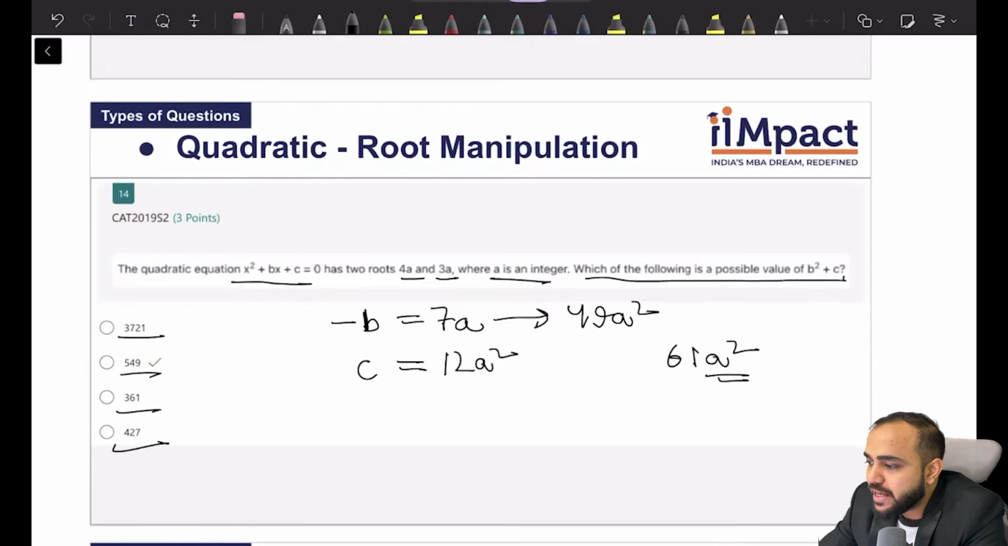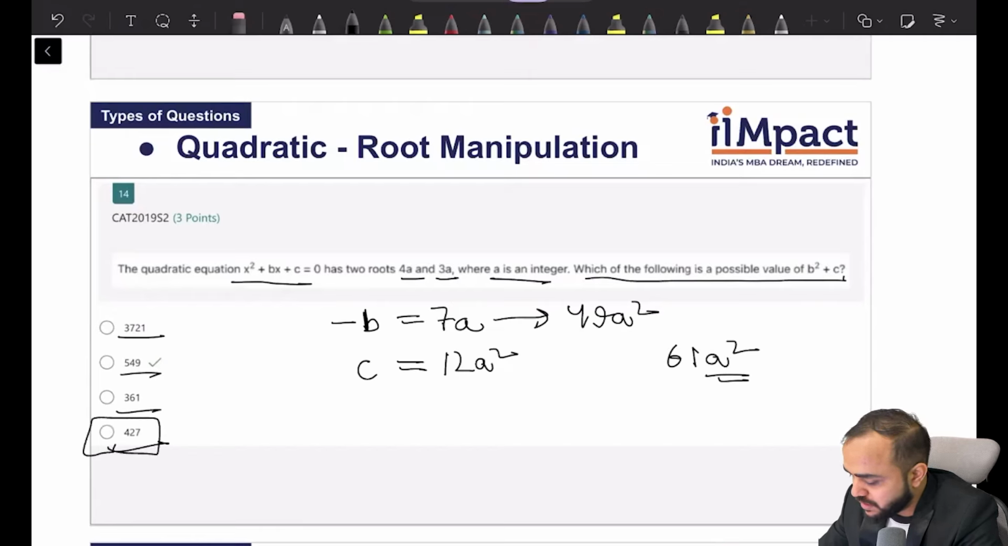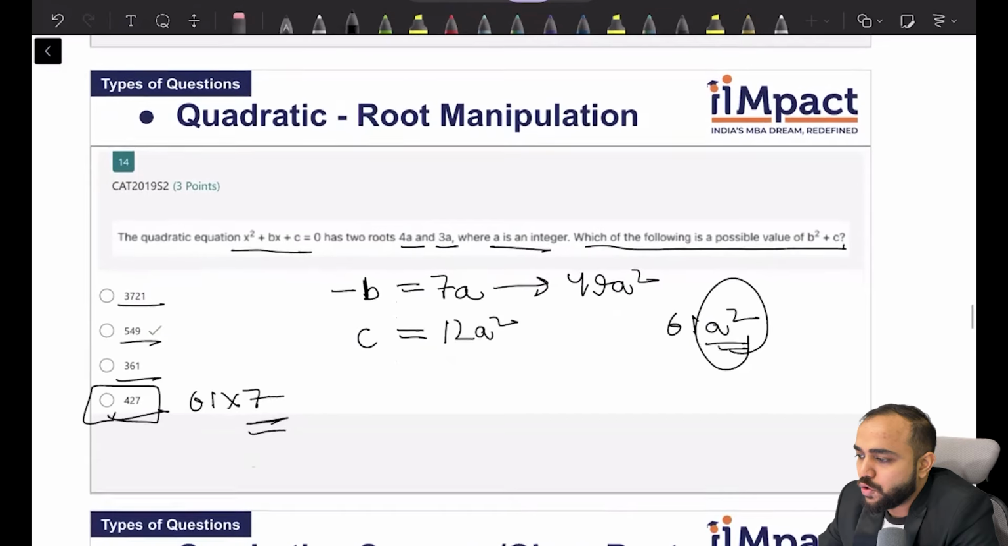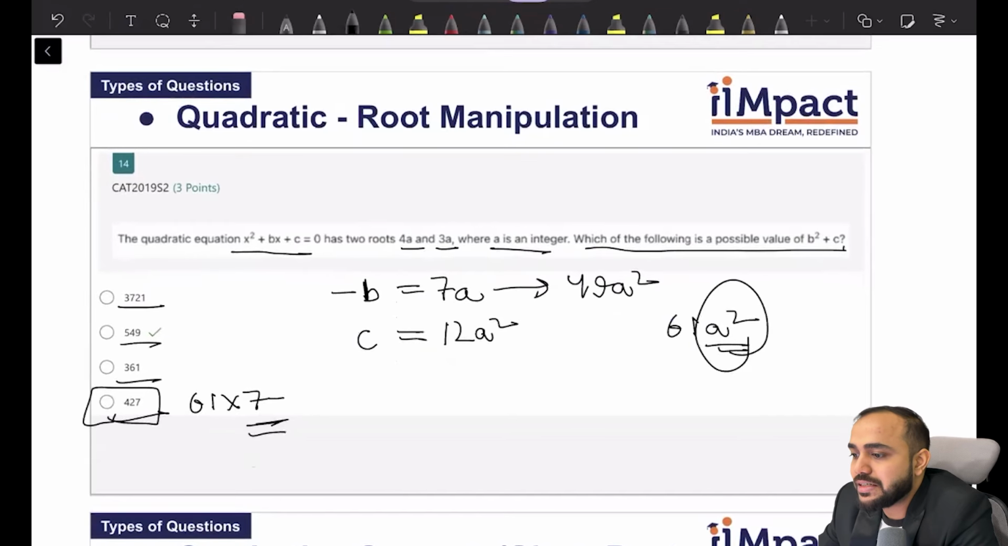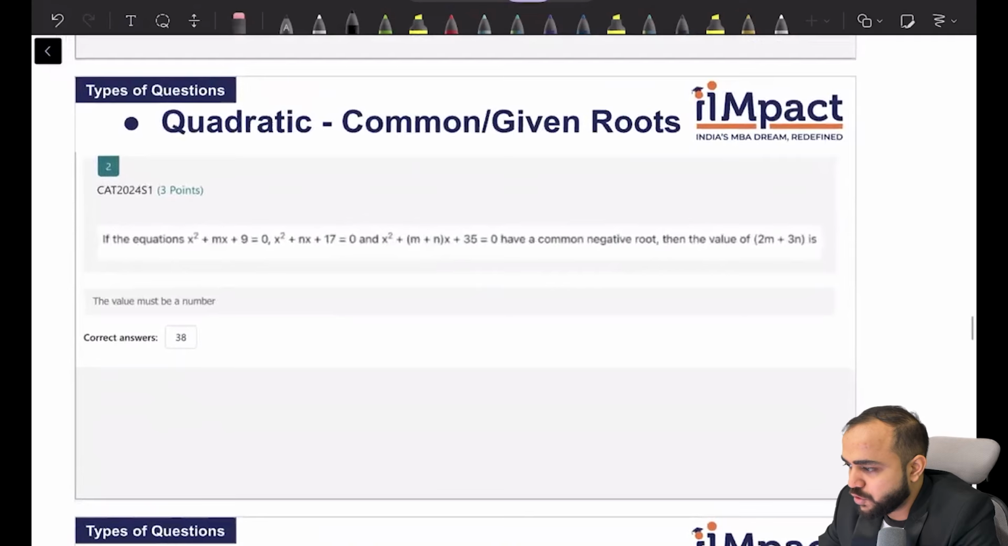You might have more than one option being divisible by 61. For example, 427 is, I think, 61 into 7. But 7 is not a perfect square, so you also need a perfect square as well. So this is going to be the marriage of both these things. Which of these options can be represented as 61 into a square, a being an integer? That is the question. All right, I think one or two more here.